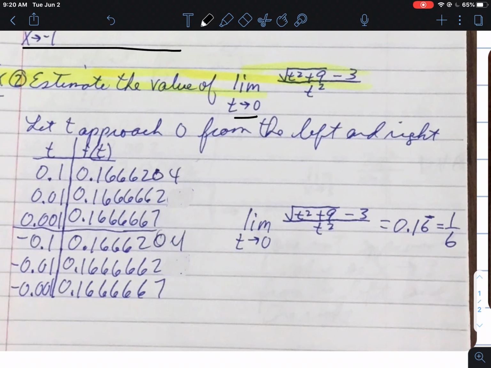And so again, just like with the previous example, you could put this function into your y equals editor, and then go to your table and type in those values that are getting closer and closer to 0. Okay. Now, of course, they don't always come out to be nice, pretty numbers. Okay. But we try to make the best observation that we can based upon the information that we have. And in this case, it appears that those values are approaching 0.16 repeating.